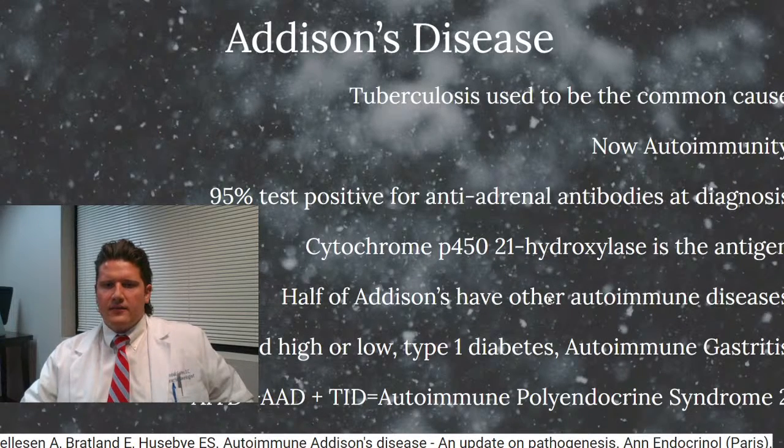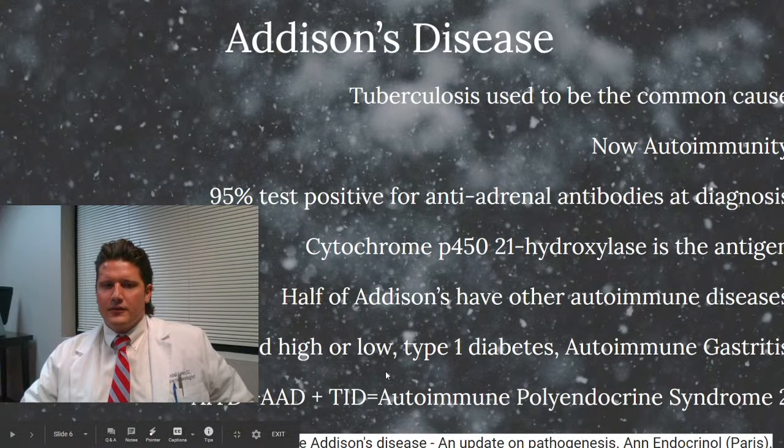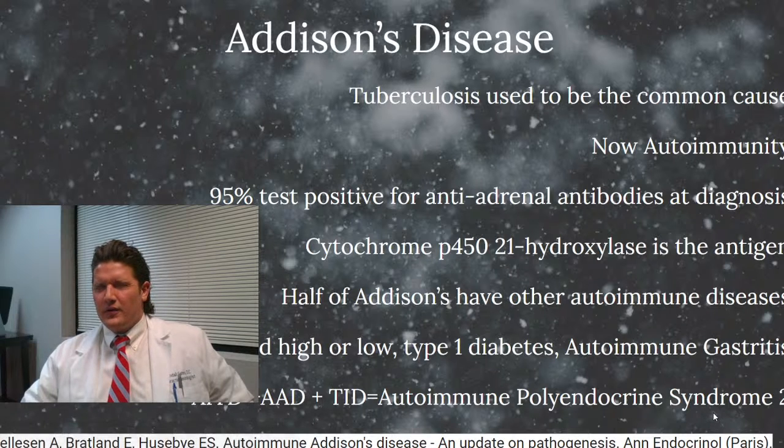Half of Addison's patients have other autoimmune diseases. Thyroid being high or low is very common, so a lot of them have Hashimoto's or Graves' disease. Addison's patients may have type 1 diabetes, and they may also have autoimmune gastritis. The triad, so to speak, of autoimmune thyroid disease plus autoimmune adrenal disease and type 1 diabetes equates to autoimmune polyendocrine syndrome type 2. There are all these autoimmune polyglandular syndromes.